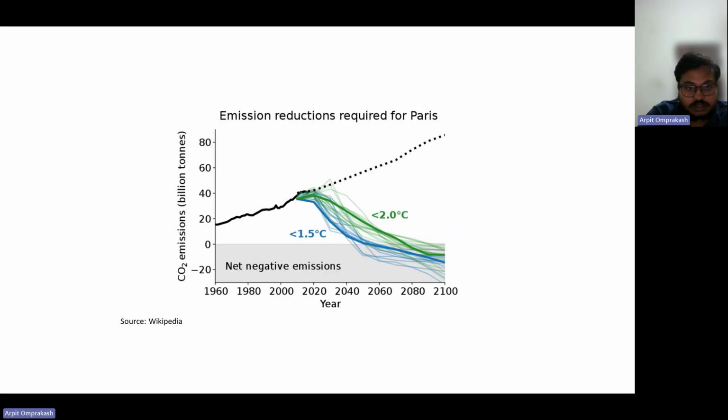So this shows the emissions that are required for Paris. These are the reductions that we need, but the dotted line is where we are heading towards. Right. We need a reduction. So the red line tells us that if you want to keep global warming limited to 2 degrees Celsius, then we need to follow the red line or be within the red line. And if we want it to be less than 1.5 degrees centigrade, we need to follow the blue line or be below the blue line.